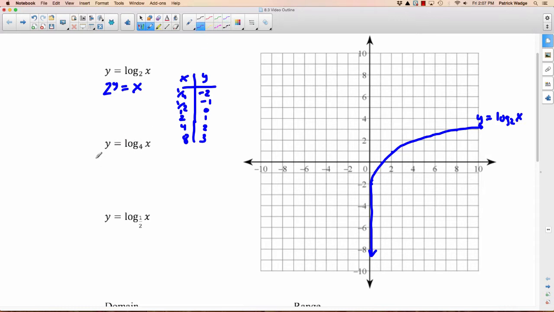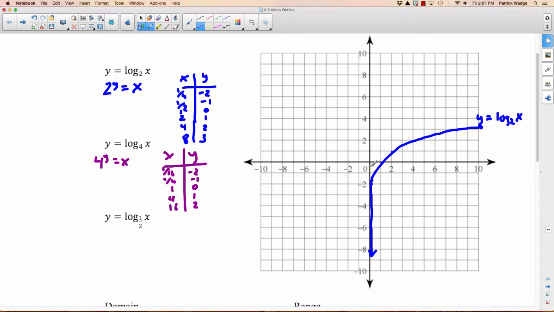We have base 4. So obviously in exponential form, this is 4 to the y equals x. Again, we can make a little table. Go -2, -1, 0, 1, 2. If you put 4 to the -2, you get 1/16. 4 to the -1 is 1/4. Anything to the 0 power is 1. 4 to the first power is 4. 4 to the second power is 16. You wouldn't even be able to fit that.